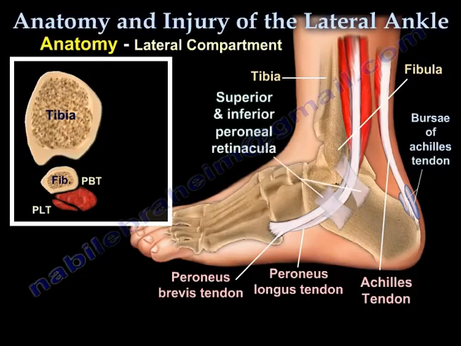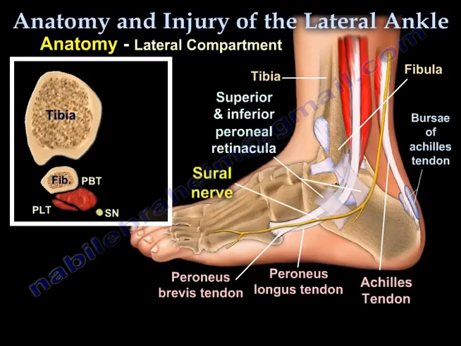The superior and inferior retinaculum are two bands which support the tendons of the peroneus longus and brevis muscles. And finally, the sural nerve passes along the lateral ankle. Here you can see the proximity of the lateral ankle ligaments to the peroneal tendons.